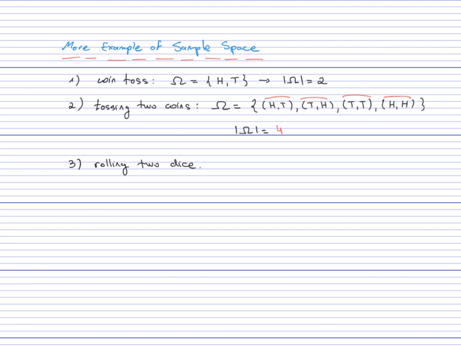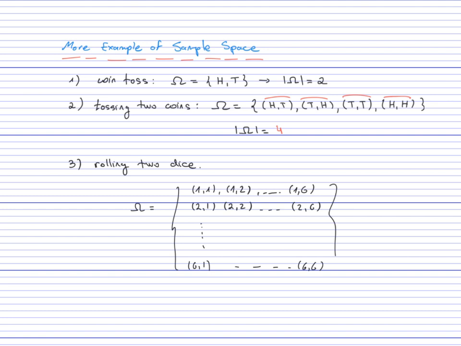Okay, let's try to write the first elements. So if we roll 2 dice, what are the different elements? So (1,1), (1,2), till (1,6). That's the first roll. But then we can get also (2,1), (2,2), till (2,6). Then we continue here till (6,1), till (6,6).